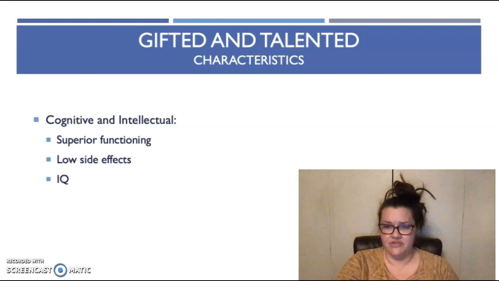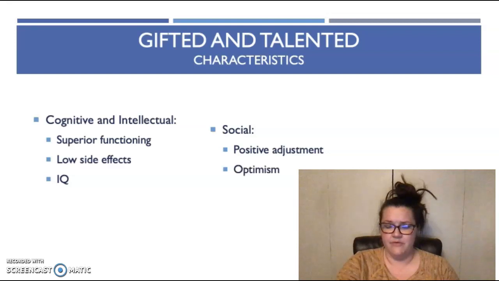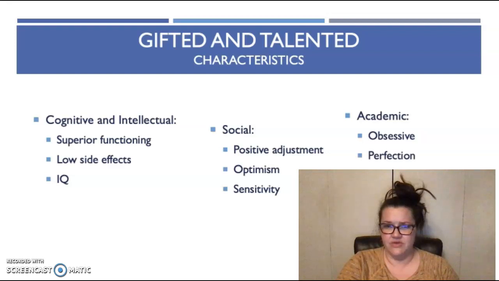Students have an above average intelligence. Socially, students show positive social emotional adjustment, provide optimism, and are sensitive to the concerns of others. Academically, students can be obsessive in one area of interest or subject. Perfectionism is shown in many aspects. They ask numerous questions because they feel a need to be challenged, and they are usually bored in class, refusing to do homework.